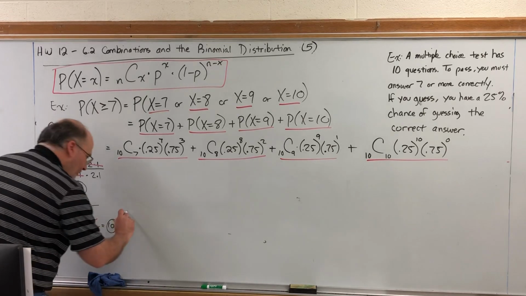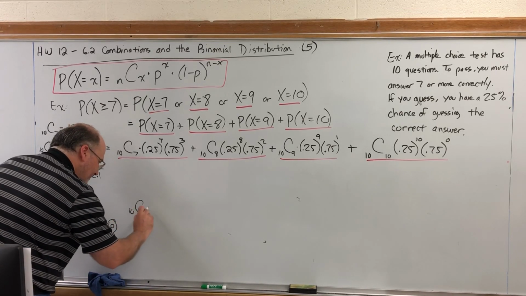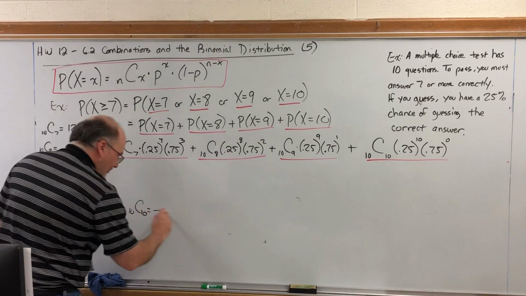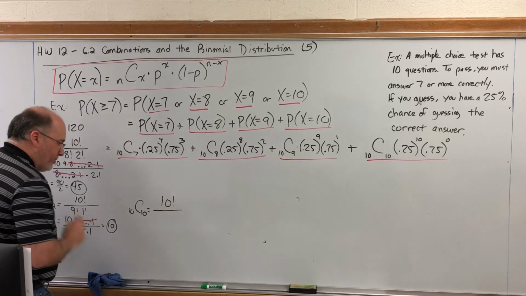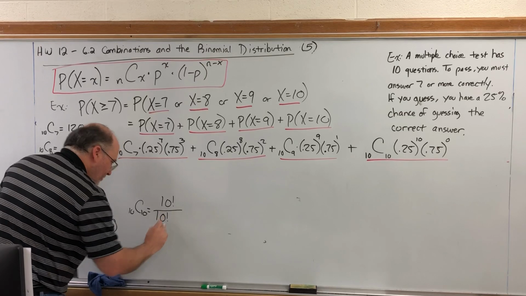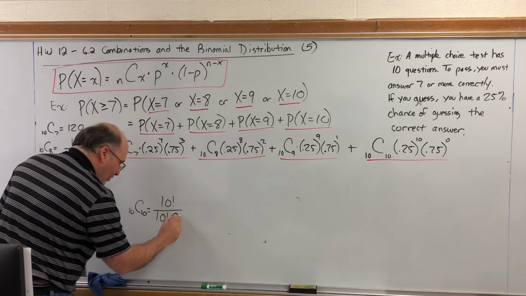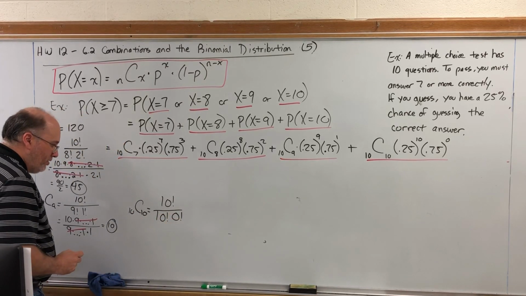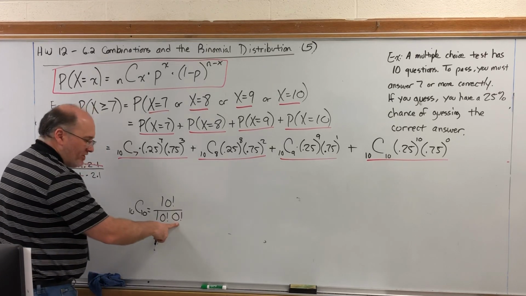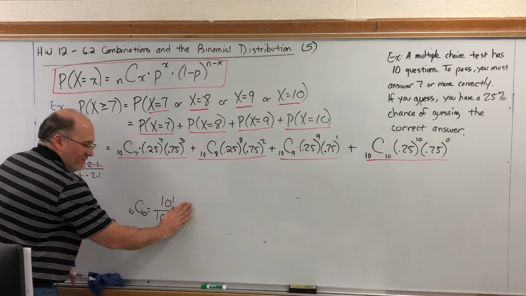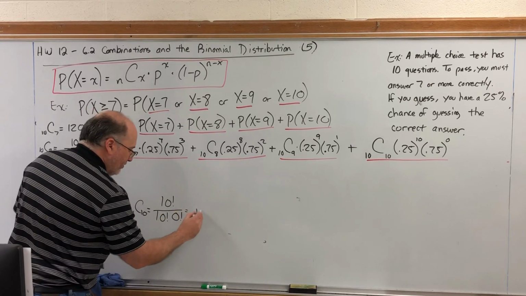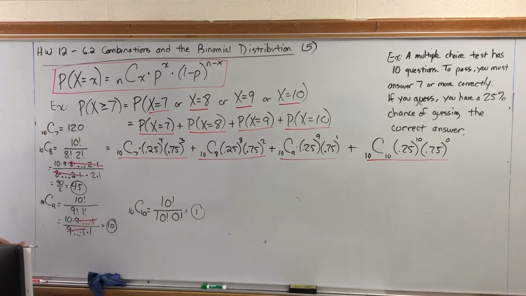And then 10C10 is even easier, because the top is the first number factorial, the bottom is the second number factorial, and then the difference factorial. Well, 0 factorial by definition is 1, so 1 times anything is ignorable. And now we have 10 factorial over 10 factorial. That's just equal to 1.